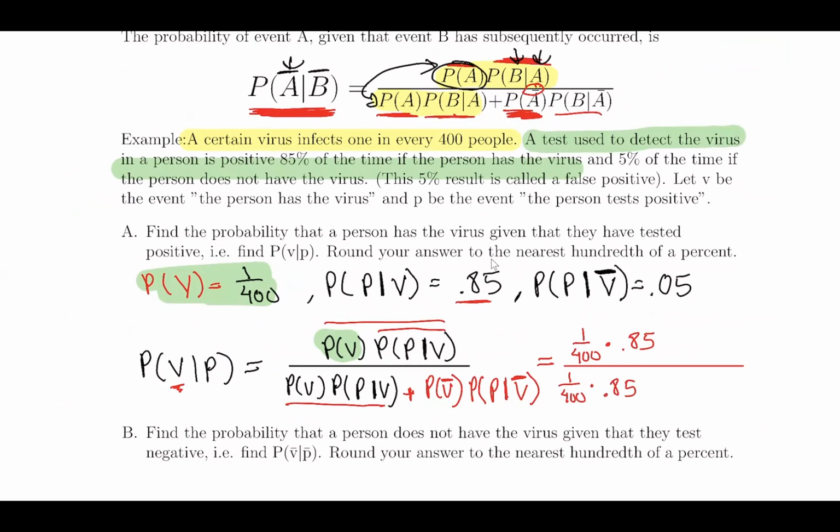So up next, we kind of have to find what this is. If you look at it, it says probability of V bar. So that means we have to find the complement of it. So we know the probability of V is equal to 1 out of 400. So if I want to find the probability of V bar, what would that be? Or how would I go about finding that?